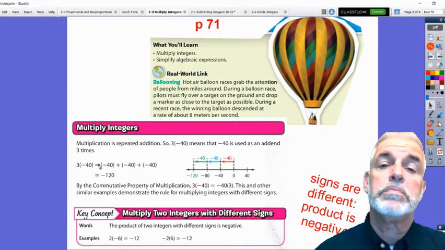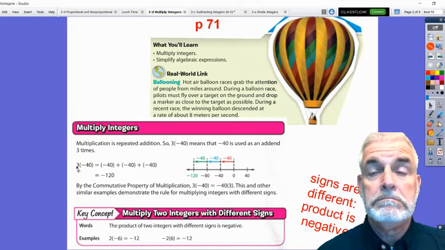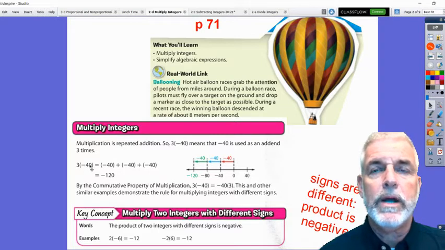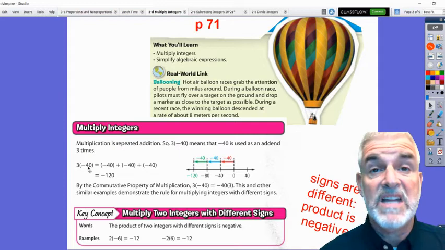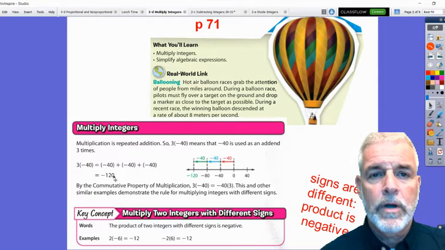And this can explain to you how when you multiply a negative number times a positive, your answer is going to be a negative number. 3 times negative 40 is 3 negative 40s added together. And so if you add negative plus negative plus negative, you get a negative. Okay?